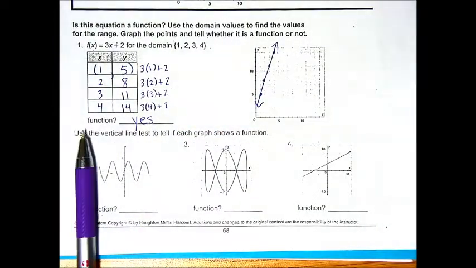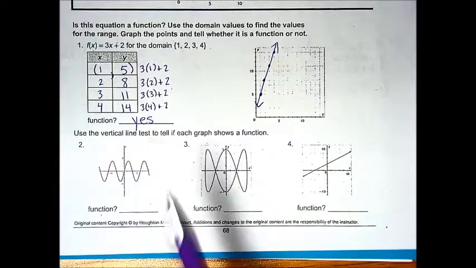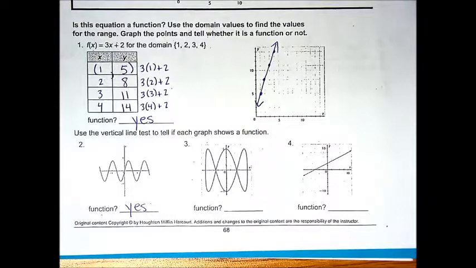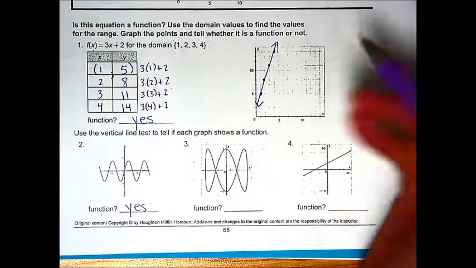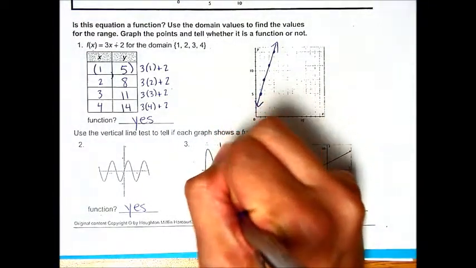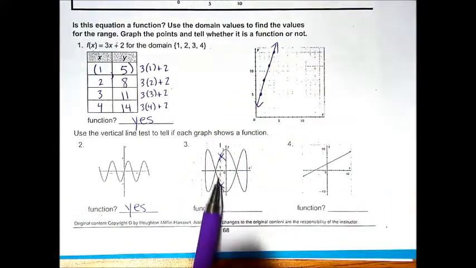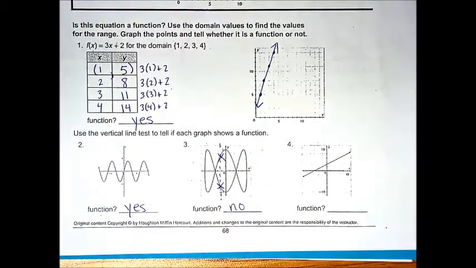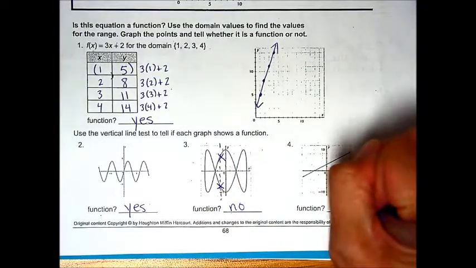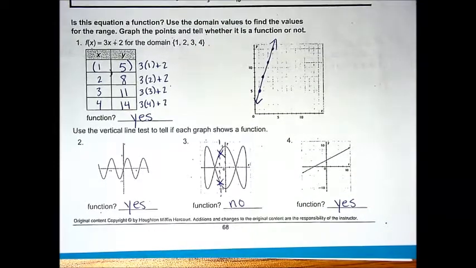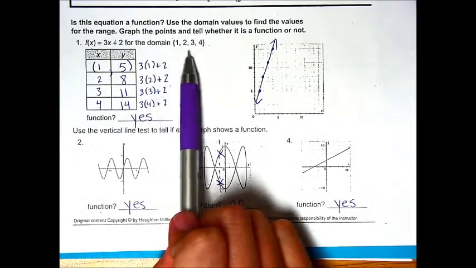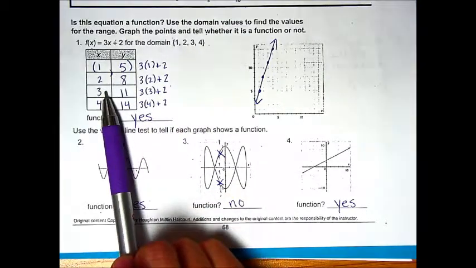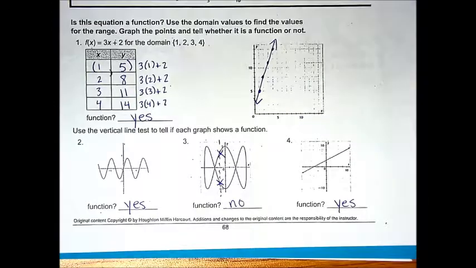If I were to pass a vertical line across this, I would never hit in more than one place at the same time. So I would say yes, this is a function. It passes the vertical line test. But this one, if I were to draw a vertical line in several of the places here, I could easily hit more than one spot on that graph at the same time. So no, this is not a function. It fails the vertical line test. And this one is a yes, it passes the vertical line test. So on problems where they specifically give you a domain and ask you to graph it, those are the specific x values that should be in your table, and those should match up with the points on your graph.